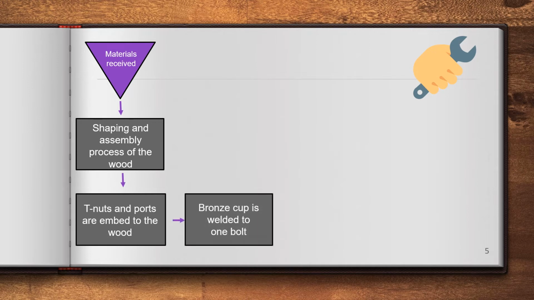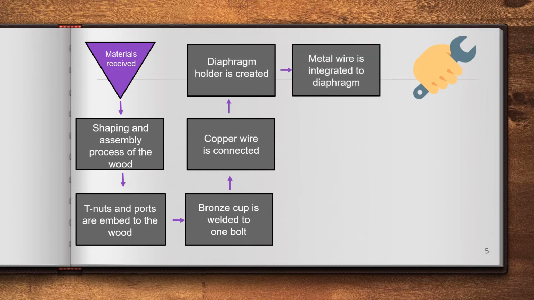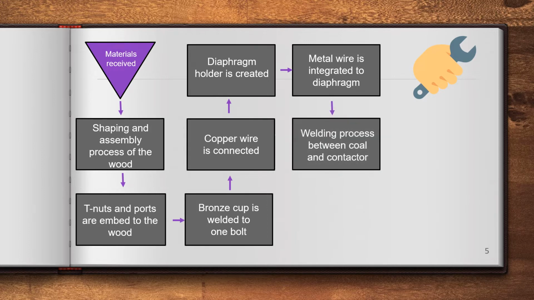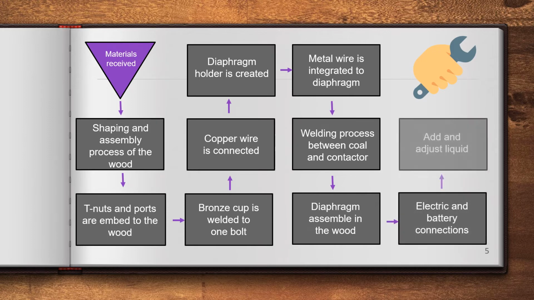Then a bronze cup is welded to one bolt, and in that cup is where a liquid will be added, in this case vinegar. Then the copper wire is connected, and the diaphragm is created so we can integrate the metal wire to this new part. The welding process between hole and contactor is the next step, and after that the diaphragm is assembled in the good. The last two steps are to integrate the electric and battery connections and to add and adjust the liquid that is in the cup.